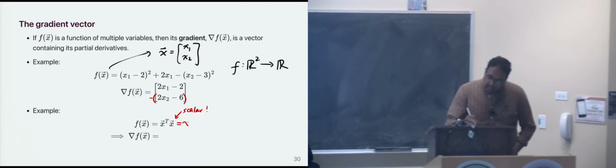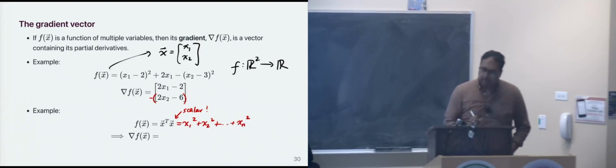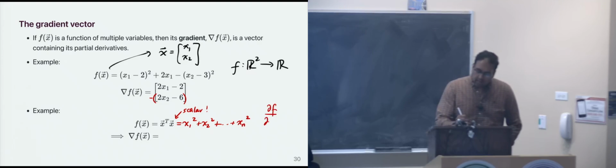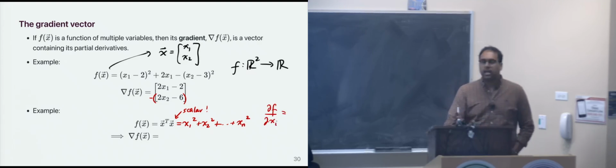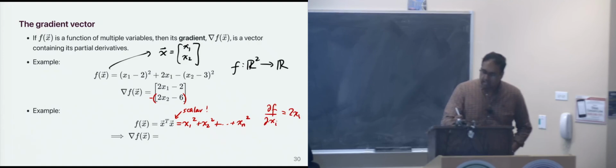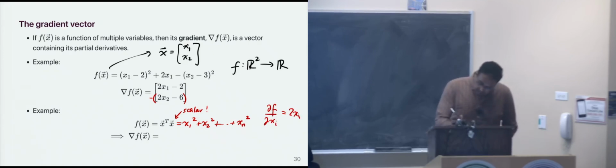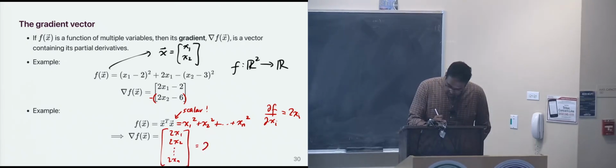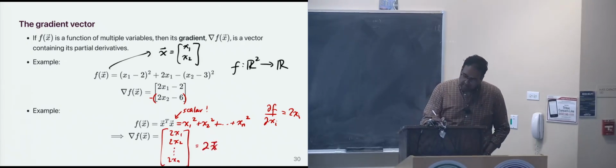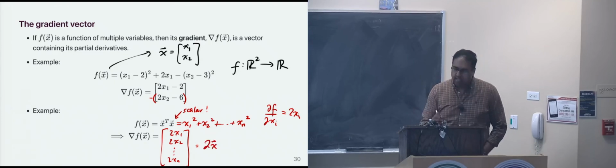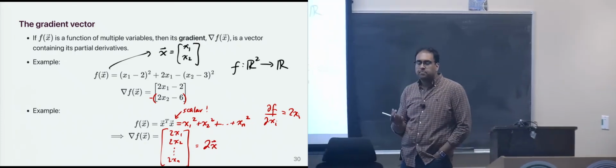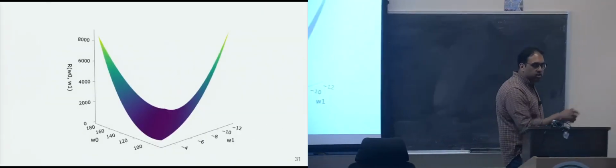And it ends up being x1 squared plus x2 squared plus all the way through xn squared. Okay? And the partial derivative of this function with respect to any one of the xi's is just 2 times that xi, which means the gradient vector is 2x1, 2x2, all the way through 2xn, which is just 2 times the vector x. And so again, the function takes in a vector as an input and outputs a scalar. Its gradient is also a vector. Sound okay?